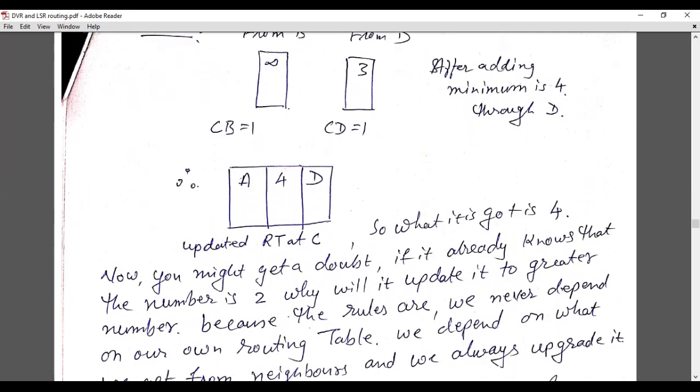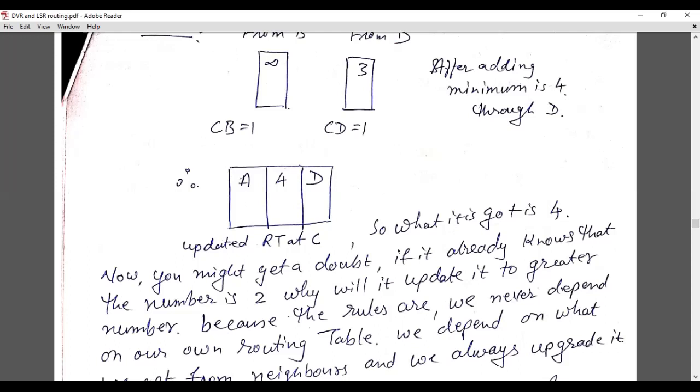So now you might get a doubt: if it already knows that the number is 2, why will it update it to a greater number, right? Because the rule is, we never depend on our routing table. We depend on what we get from the neighbors, and we always update it.